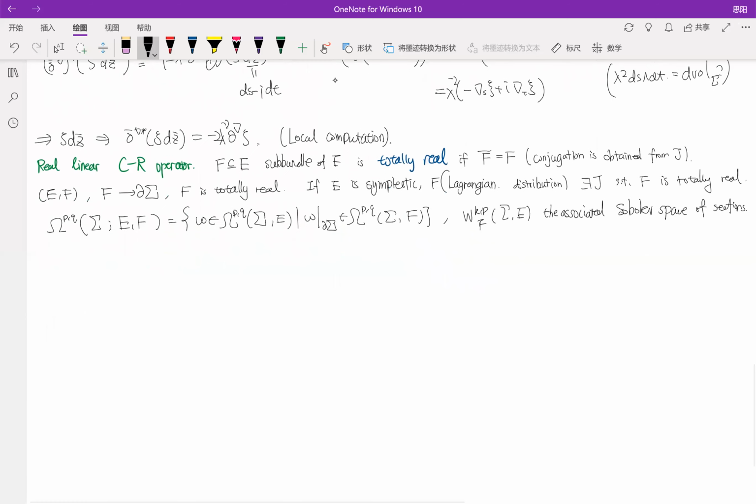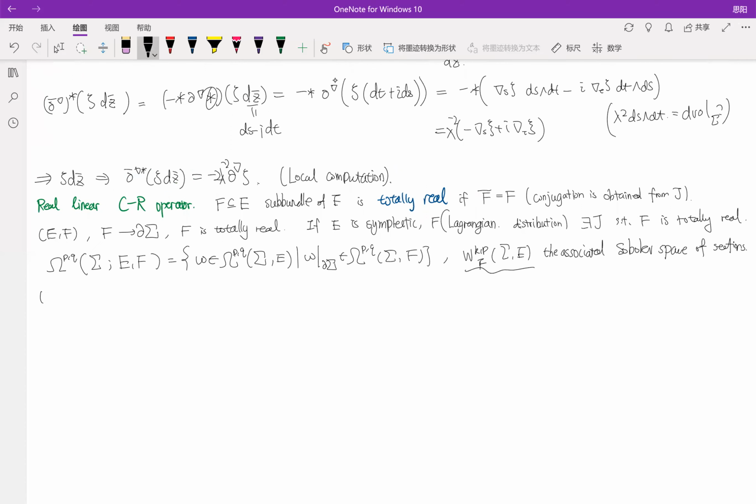So this is a non-smooth space. It is only k times weakly differentiable. Okay, so we say (E, F) is a bundle pair.